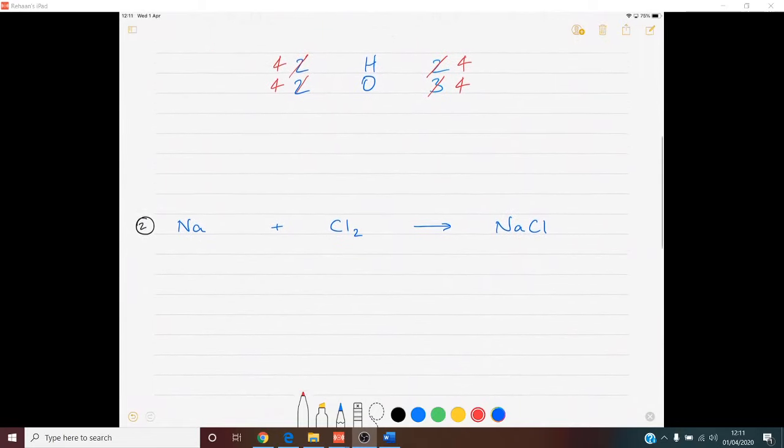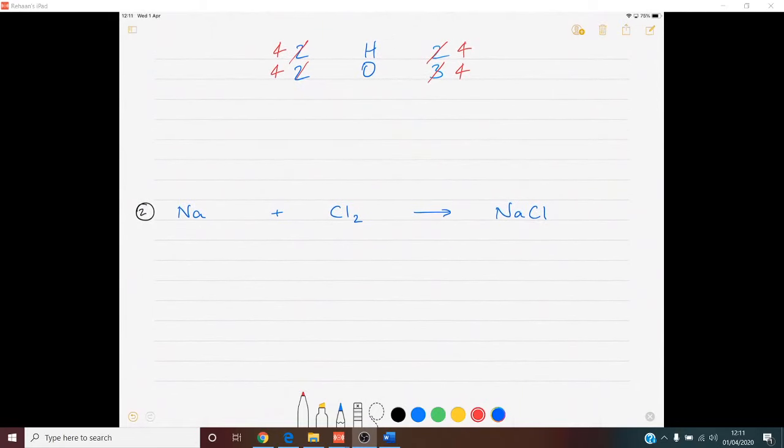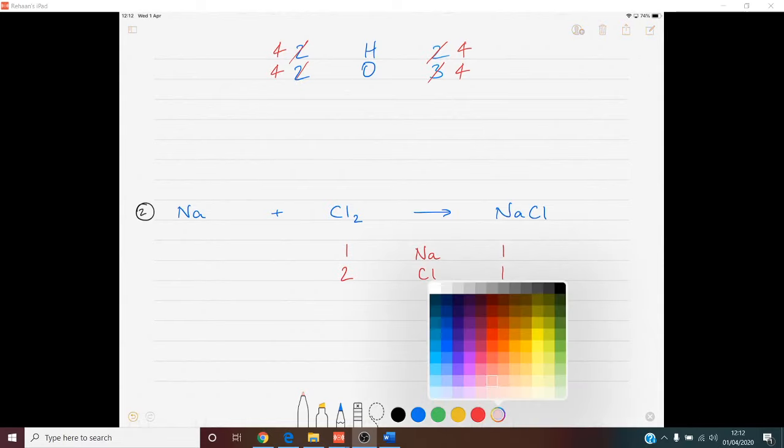Next question. Again, I'm going to work through this one, but it's quite straightforward. It's a common example. NaCl. If we count on the left, there is 1 sodium. There are 2 chlorine atoms. On the right, a single sodium, a single chlorine, and we're ready to start balancing and adapting.